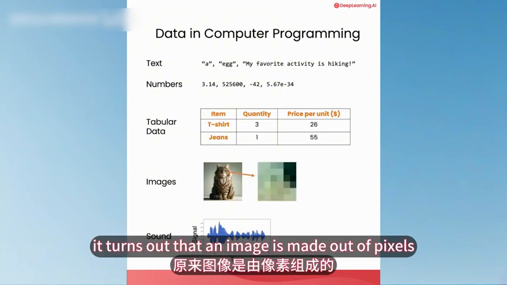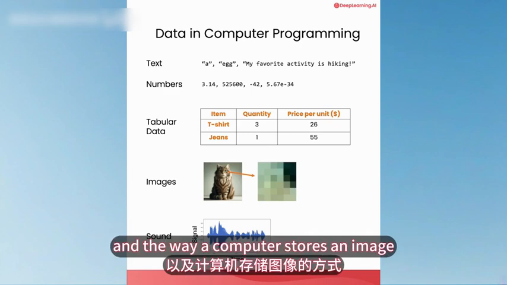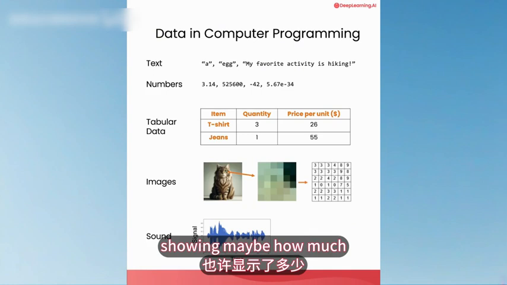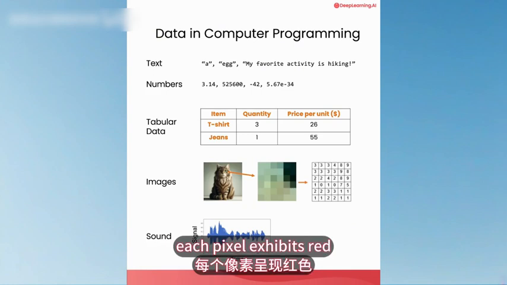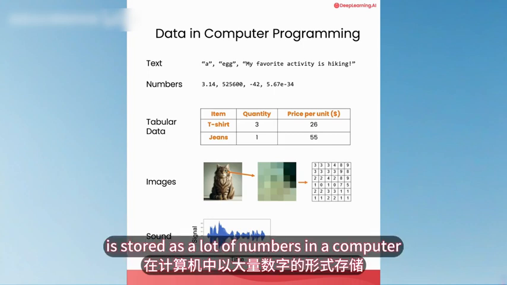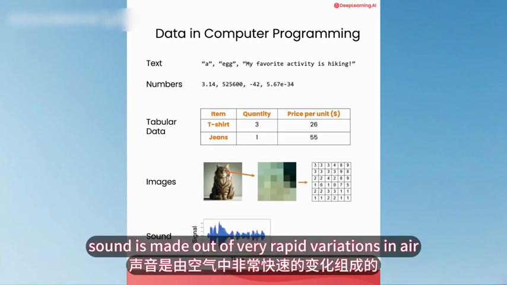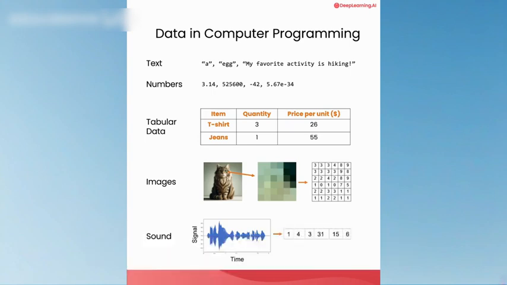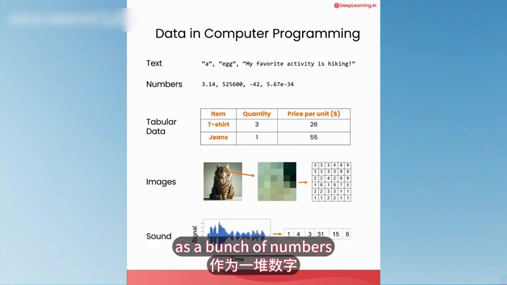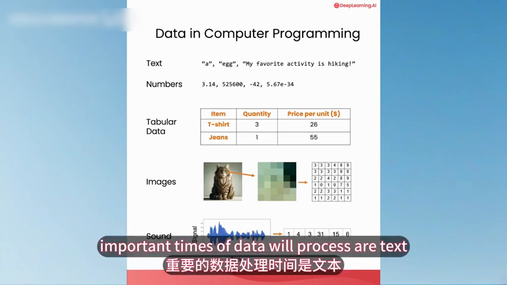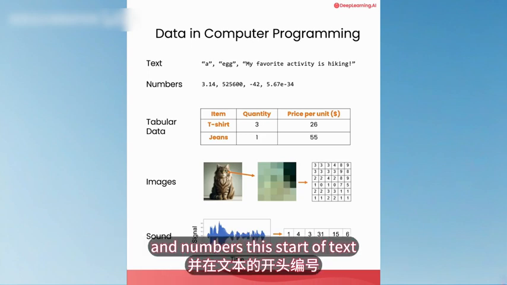It turns out that an image is made out of pixels, and the way a computer stores an image is by storing a lot of numbers, showing maybe how much each pixel exhibits red, green, or blue, the three primary colors. And sound too is stored as a lot of numbers in a computer. It turns out sound is made out of very rapid variations in air pressure, and it's by storing these different measurements of air pressure as a bunch of numbers that a computer stores sound. So the two most important types of data we'll process are text and numbers.